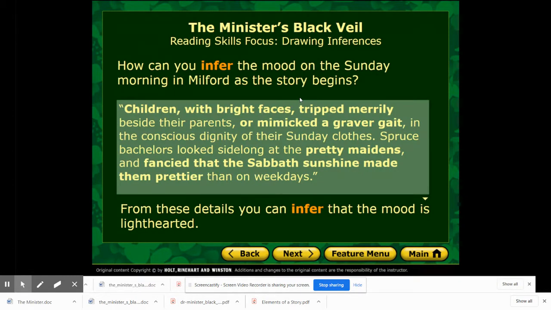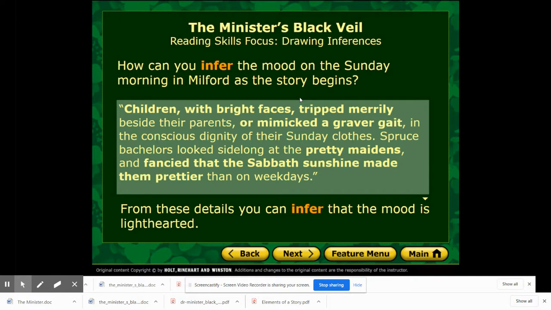And here's an example. Now, this is from The Minister's Black Veil. So let me read this to you. How can you infer the mood on the Sunday morning in Milford as the story begins? Children with bright faces tripped merrily beside their parents or mimicked a graver gait. In the conscious dignity of their Sunday clothes, spruce bachelors looked sidelong at the pretty maidens and fancied that the Sabbath sunshine made them prettier than on weekdays.